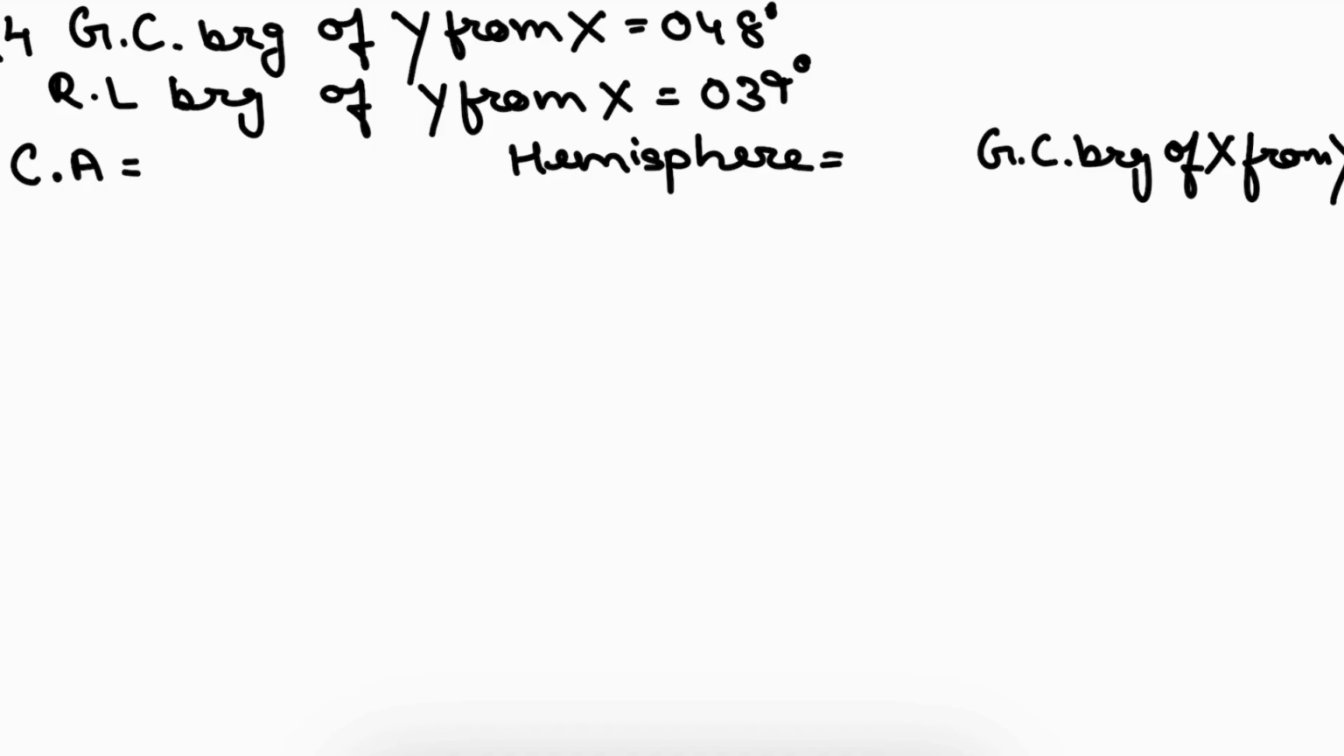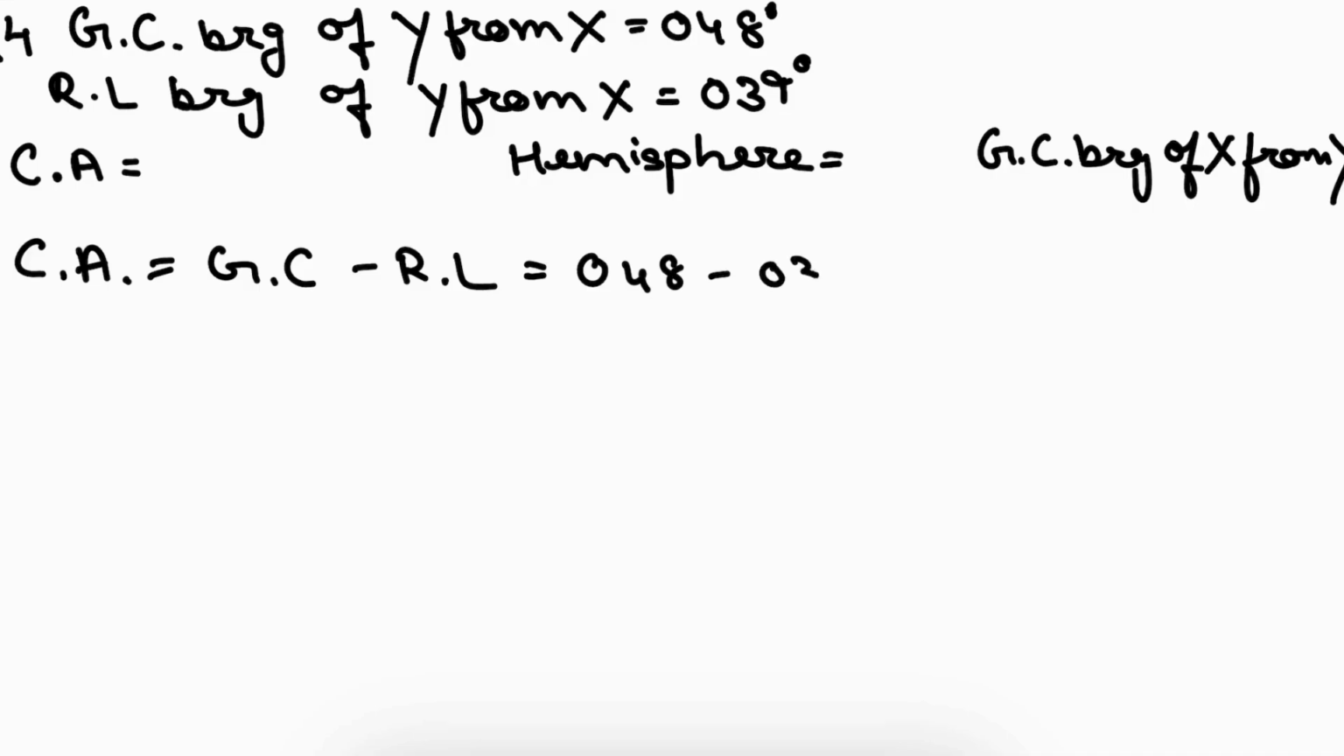So the conversion angle, we saw, is the angle between the rhumb line and the great circle. So it is the difference between the great circle angle and the rhumb line angle. So it is going to be 048 minus 039, which is 9 degrees. So we found our first answer, which is that the conversion angle is 09 degrees.